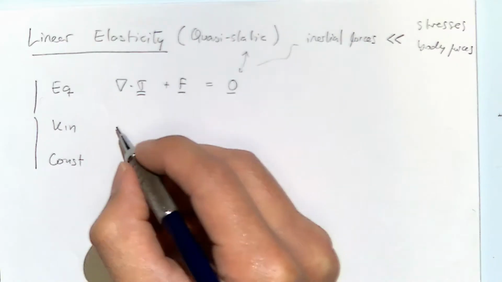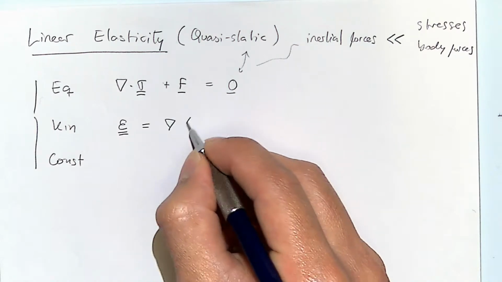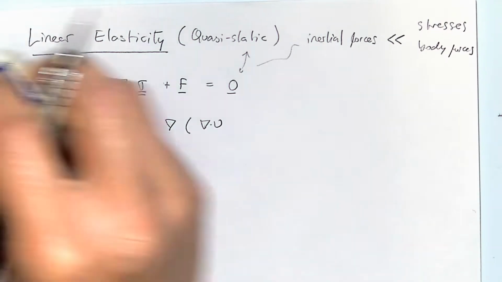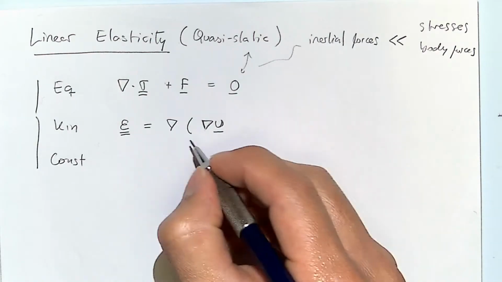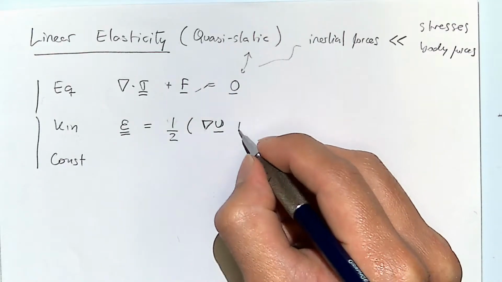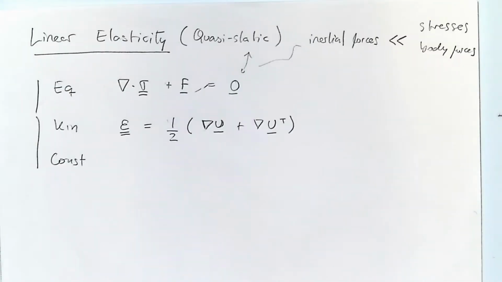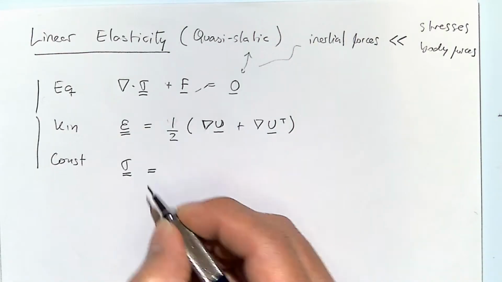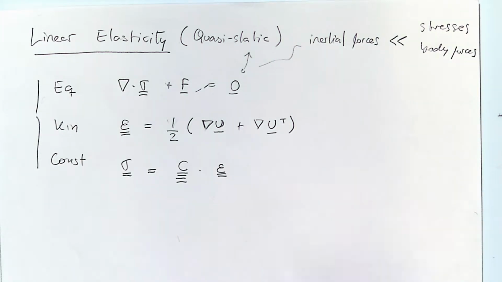And then this one, kinematic, we compute strains. It's the gradient of the displacement field plus the gradient of the displacement field transpose, times 1/2. This is our kinematic equation. And last, here is where linear elasticity comes in. The stress tensor is equal to the stiffness tensor times the strain tensor.